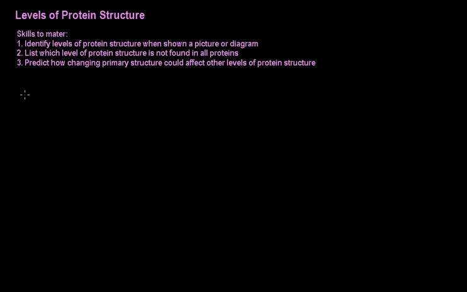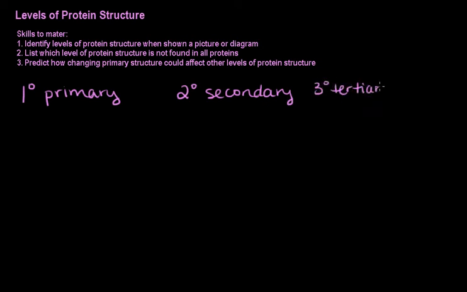Okay, so there are 4 levels of protein structure. There's primary structure, which is abbreviated as 1 with a degree sign. Then there's secondary structure, 2 with a degree sign. You're going to love these names. 3 with a degree is tertiary, and 4 with a degree is quaternary. So those are our 4 levels of protein structure. Starting with number 1, primary. It's so easy, right? 1, 2, 3, 4.